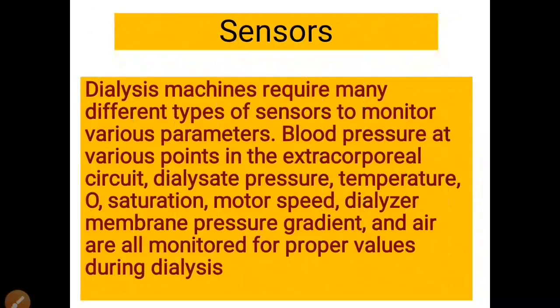Many types of sensors are needed in this process. We can call it full of sensors. The blood pressure sensor, the dialysis pressure sensor, the temperature sensor, saturation, motor speed, dialyzer membrane pressure gradient, and air are all monitored for proper values during dialysis by these sensors. Different types of sensors are very helpful in completing this whole process.